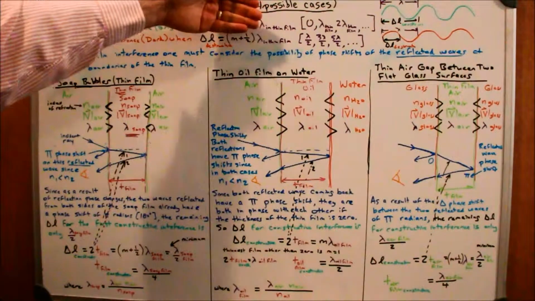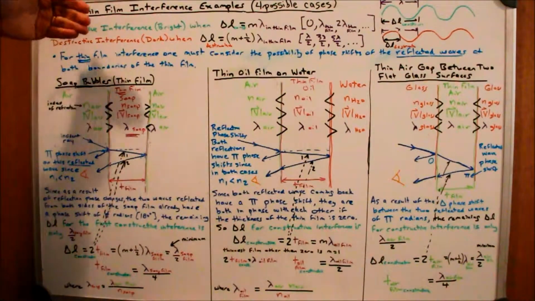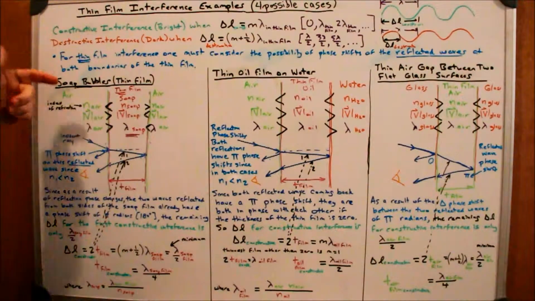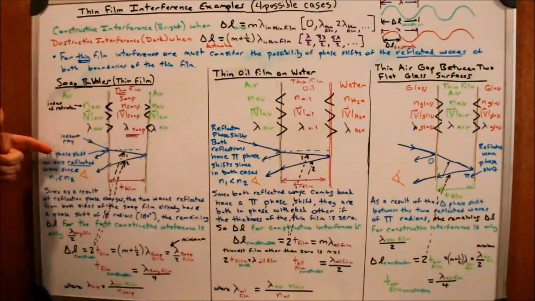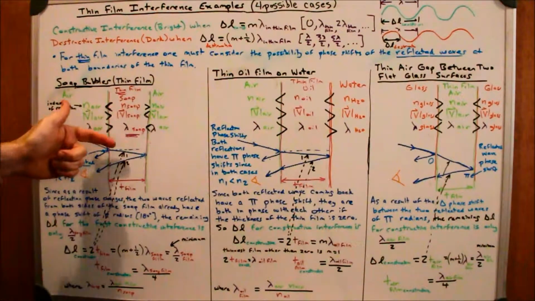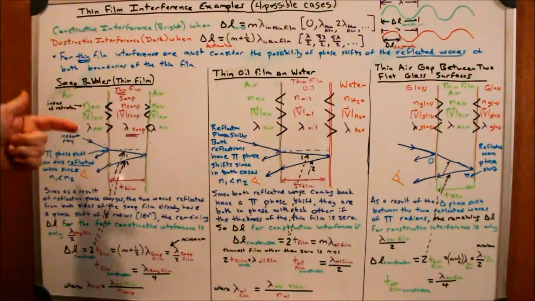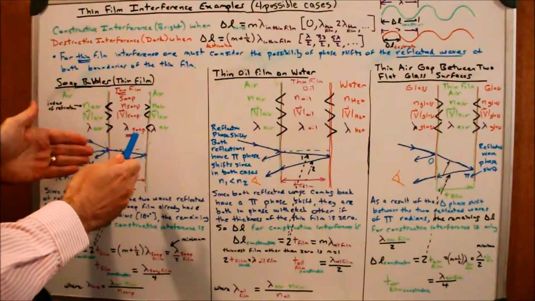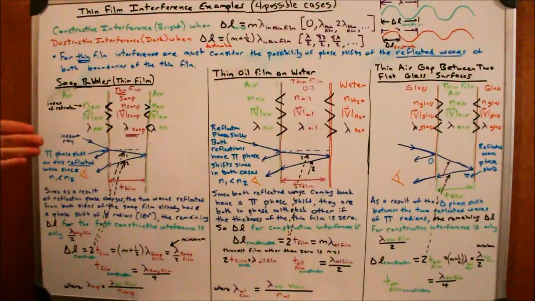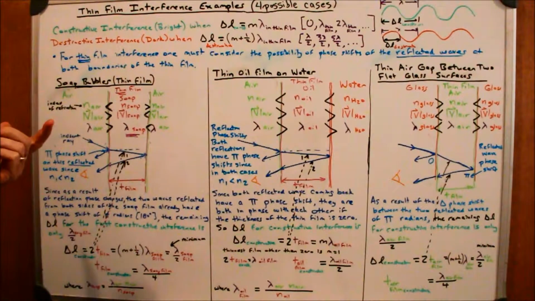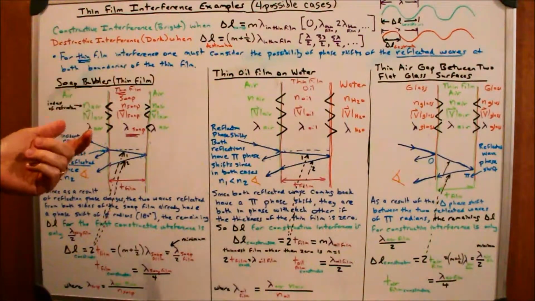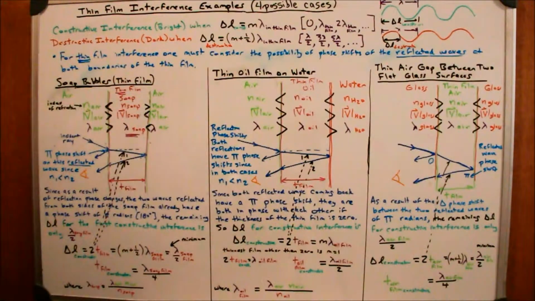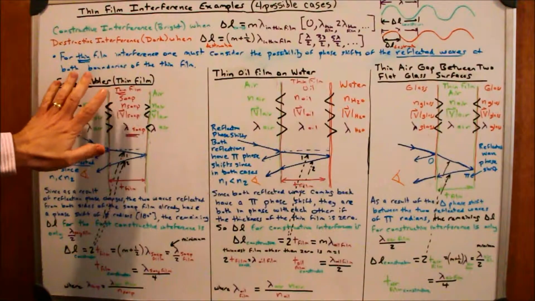So that's a consideration. The second consideration is there's a possibility of a phase shift only on reflected waves at both boundaries of the film. So I could reflect off the front boundary of the film, and I can reflect off the back boundary of the film, and there's a possibility I have a 180 degree or pi or half a wavelength phase shift at each one of those cases. So there's 4 possibilities.